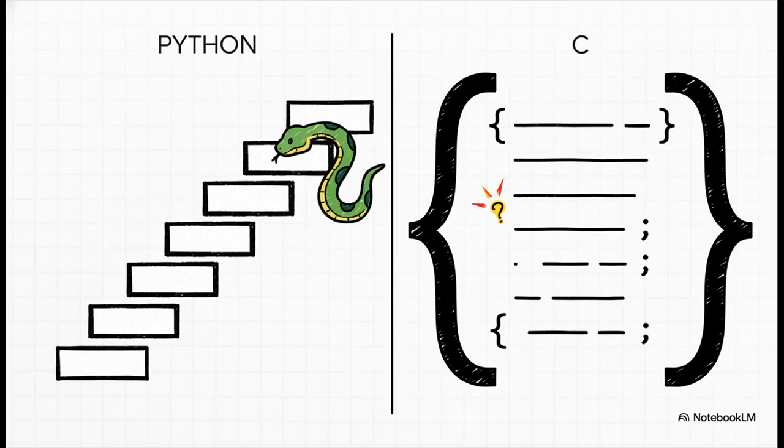Oh, and a quick but super crucial point on syntax. You know how Python uses indentation to define blocks of code? Well, C doesn't care about whitespace at all. Instead, it uses curly braces to group things together, and a semicolon to end every single statement. Forgetting a semicolon is probably the first error you're going to make. We all do. And believe me, the compiler will definitely let you know about it.